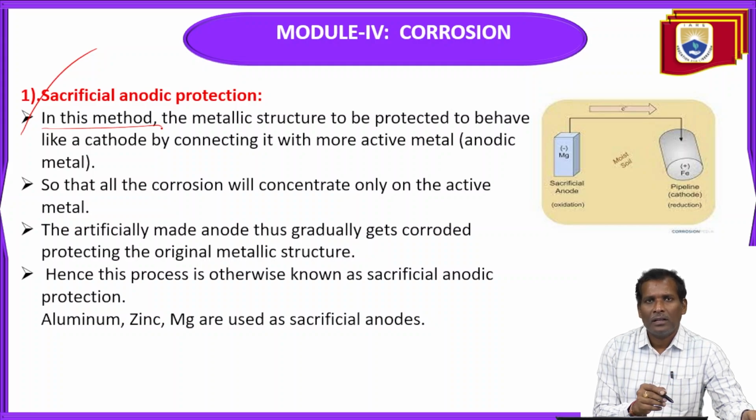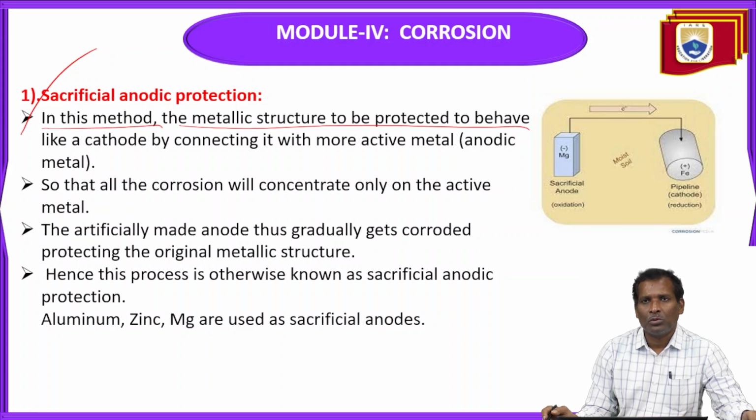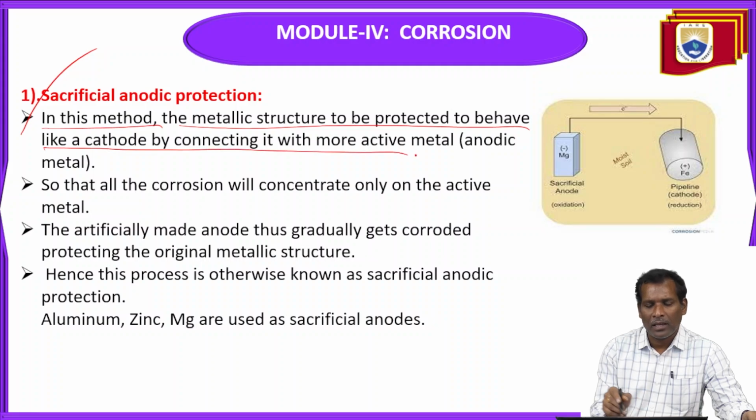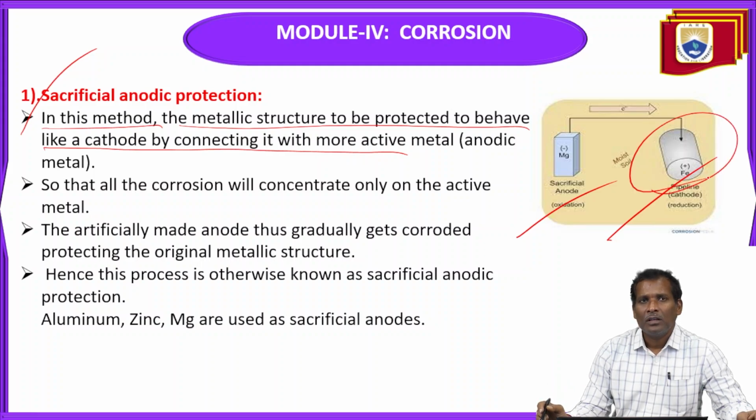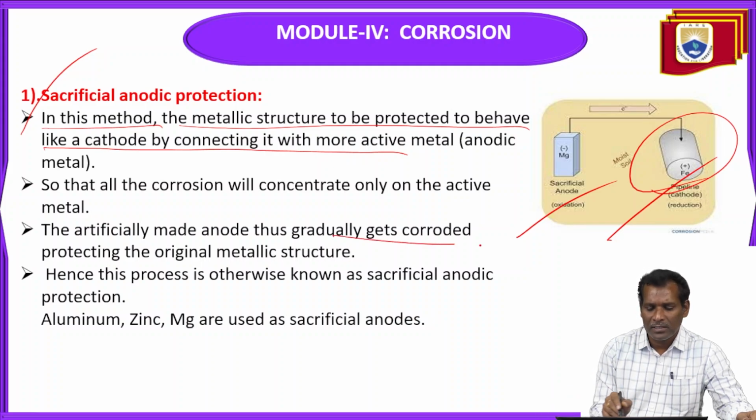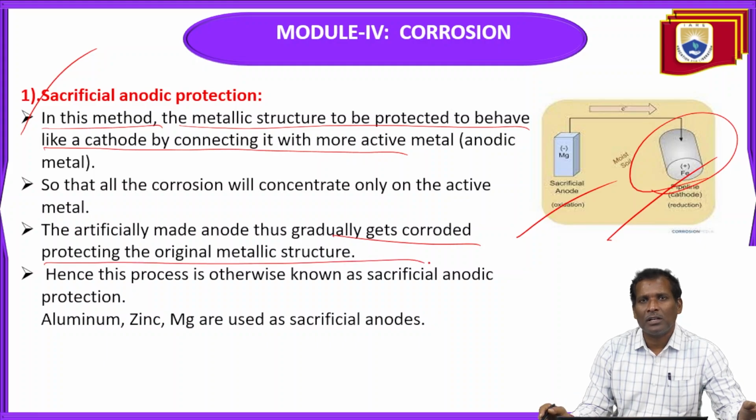In this method, the metallic structure to be protected is made to behave like a cathode by connecting it with a more active metal, an anodic metal. See in this diagram shown the sacrificial anode oxidation and the pipeline, which is the object to be protected, so all the corrosion will concentrate only on the active metal.